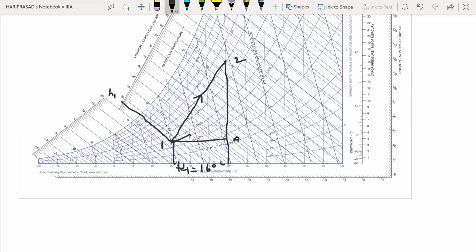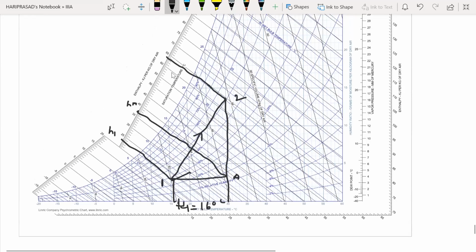Next, you go to the point A. From A, you draw one enthalpy line. That will be the HA value. Next, you go to the second point. From the second point, you draw one constant enthalpy line. That will be the H2 value. So like this, we are finding H1, HA, and H2.